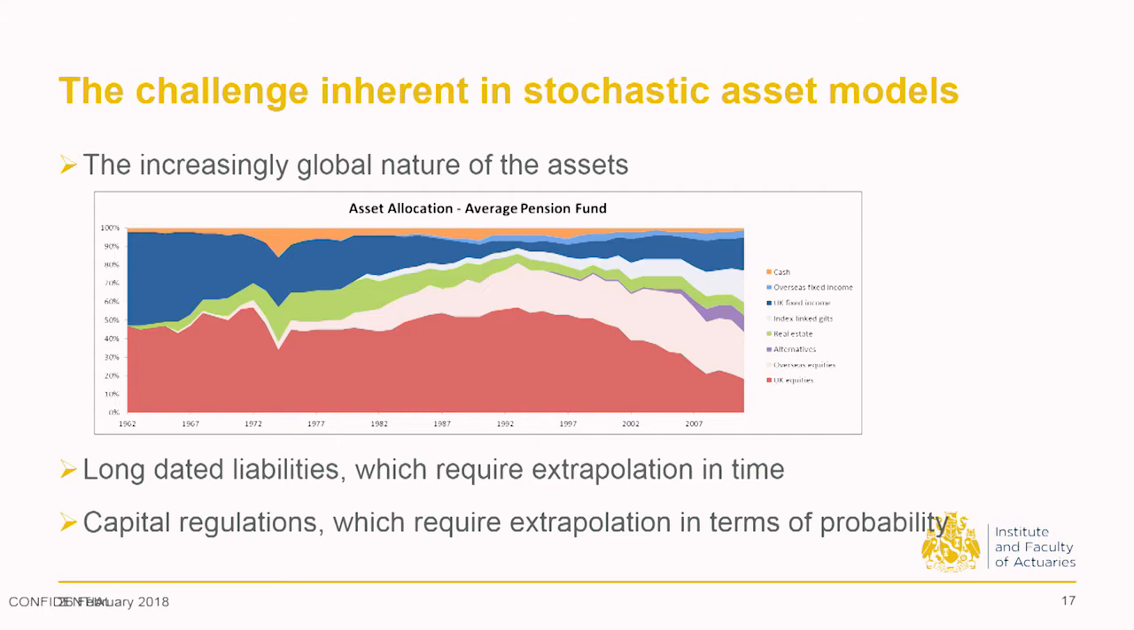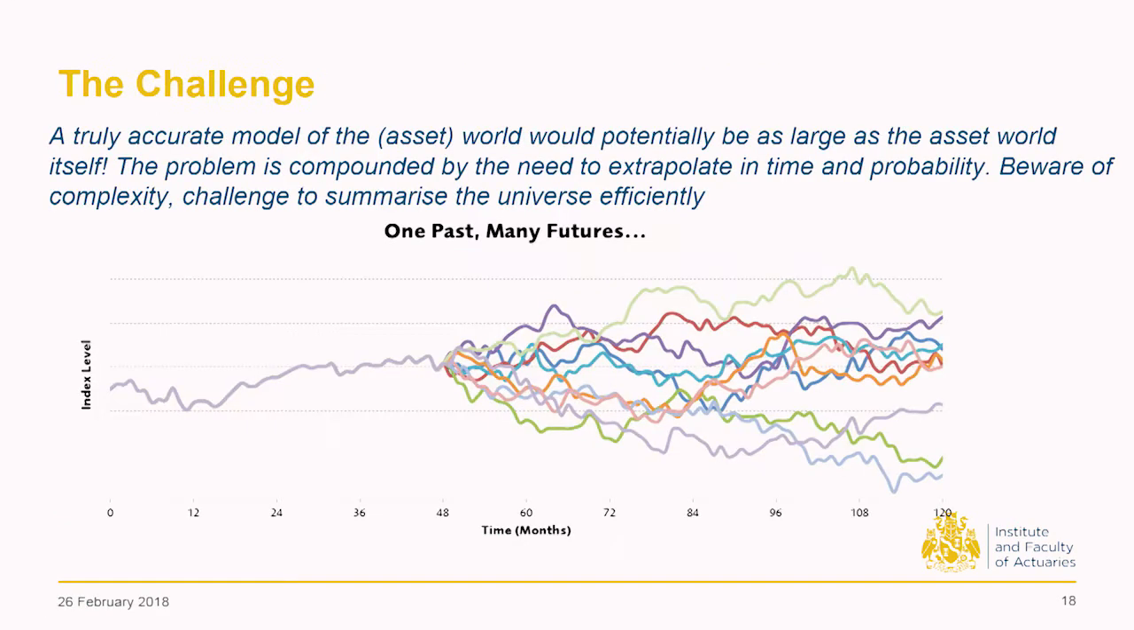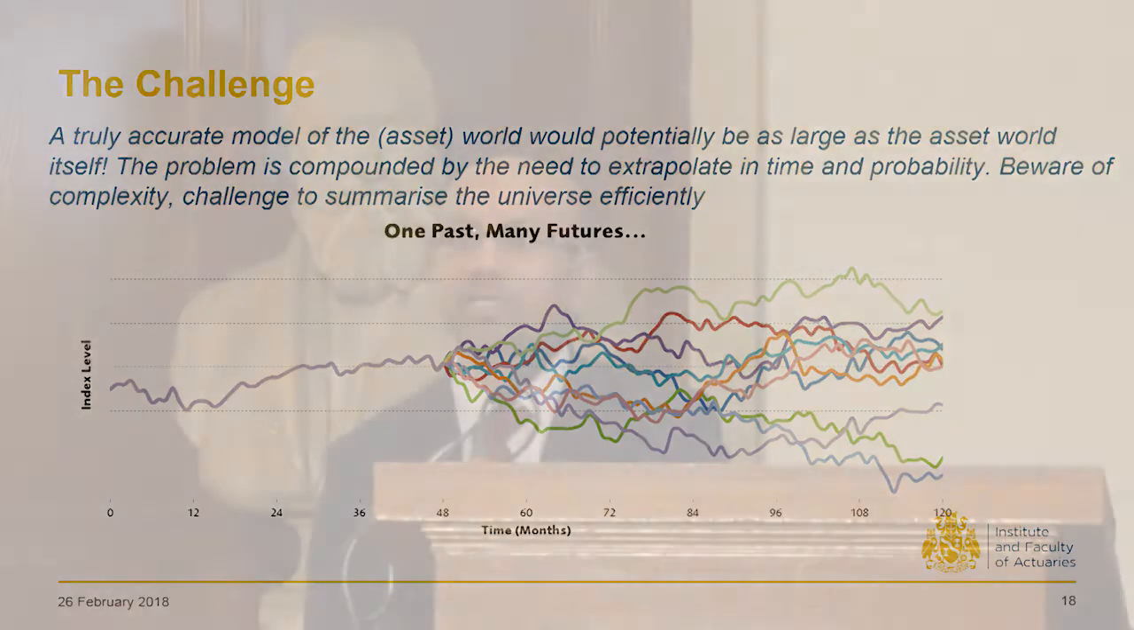So not only do we, in order to have a perfect model, need to model all the assets, we need to make it more challenging by extrapolating both in terms of time as well as probability. So as I mentioned in this forum before, if you were to have a truly accurate model of the world, you'd need it to be as big as the world itself. And if you wanted to extrapolate it in time and probability, you'd need it a multiple times bigger.